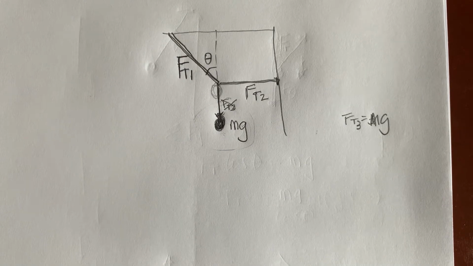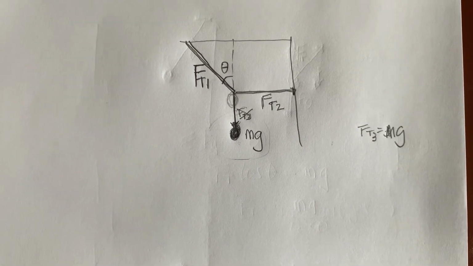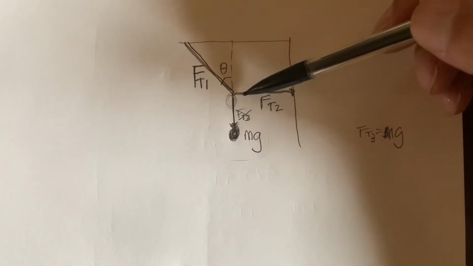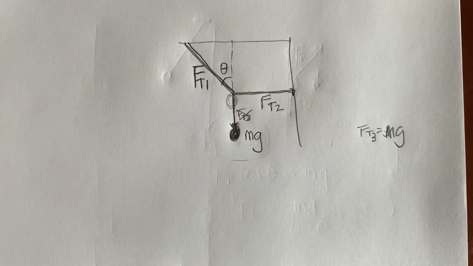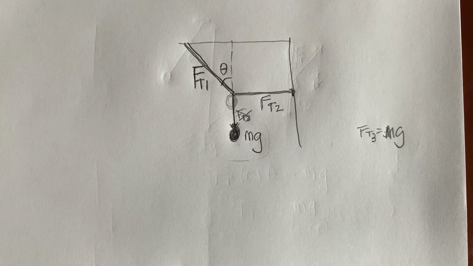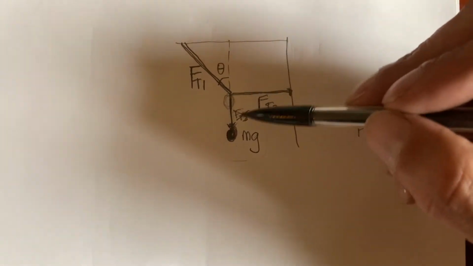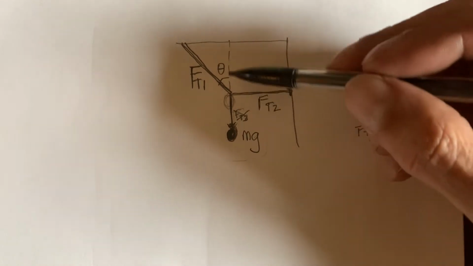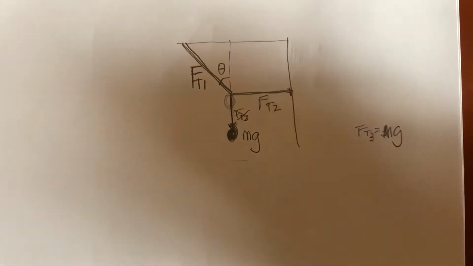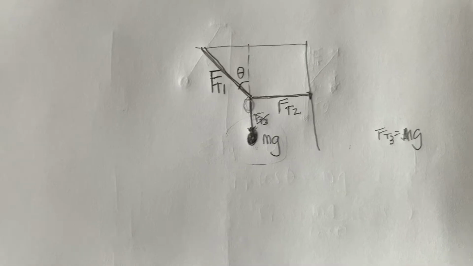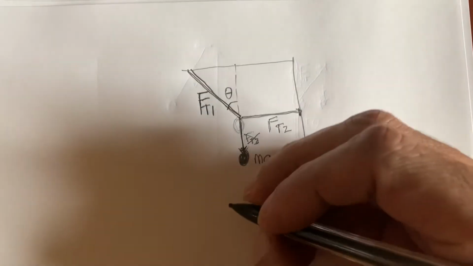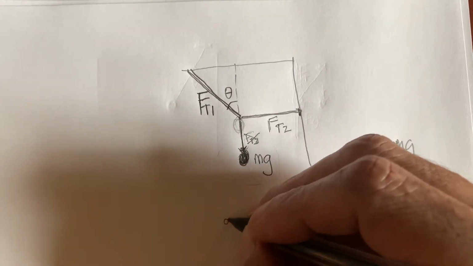Now, if I wanted to find what are the tensions FT1 and FT2, the tensions in these two strings, I can again use Newton's second law. I know that the sum of the forces in the x direction is 0, because this thing is not moving. And the sum of the forces in the y direction is 0, again, because this is not moving. So what I would do in this case is make my free body diagram.